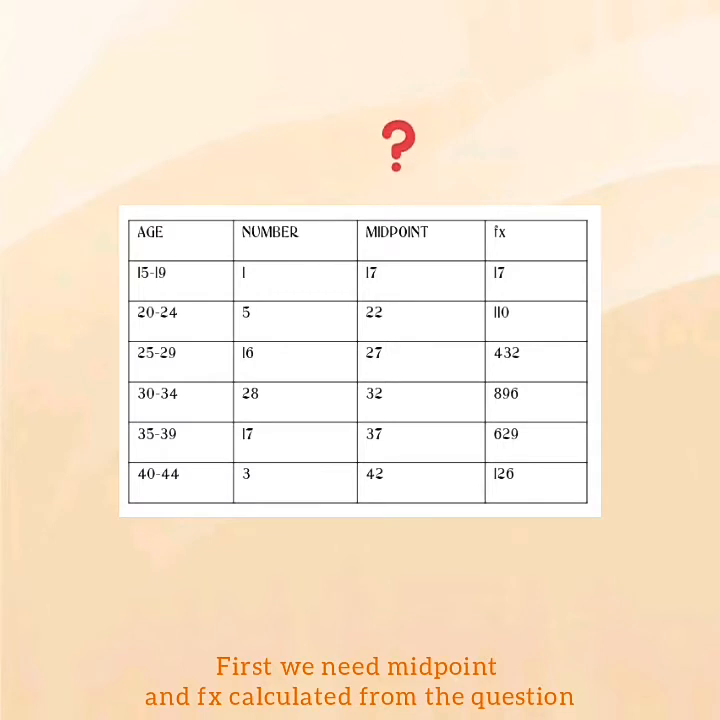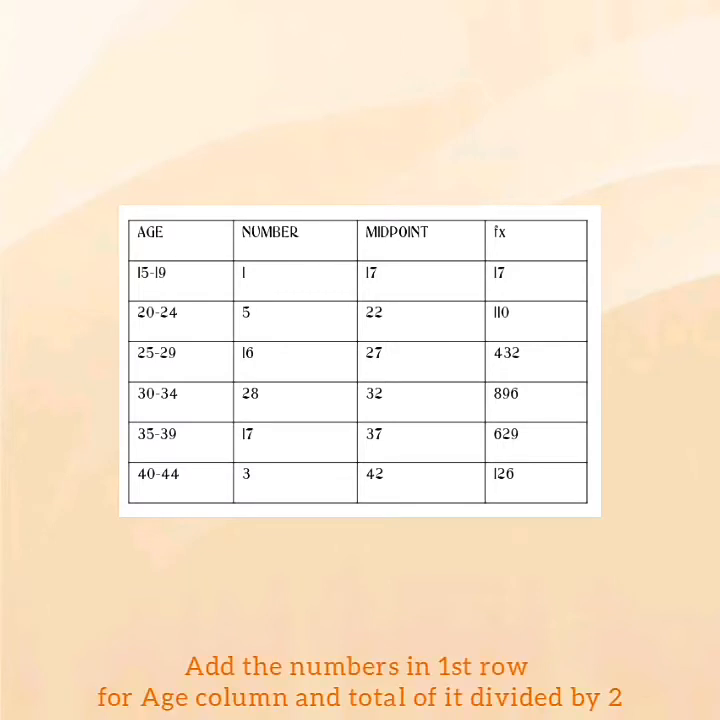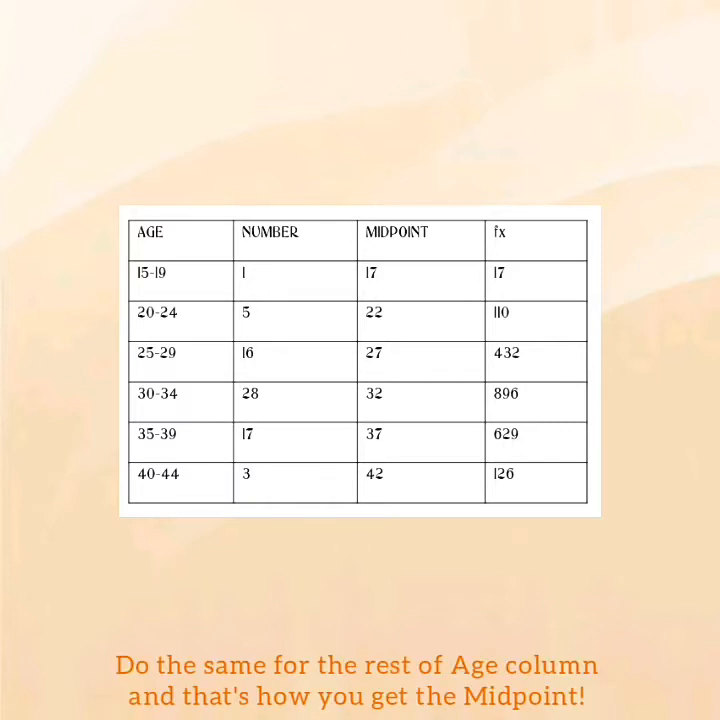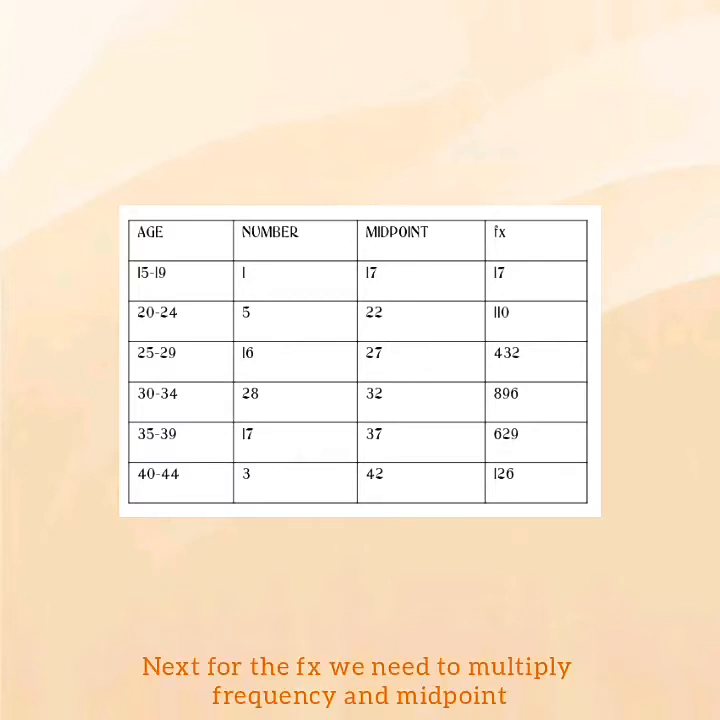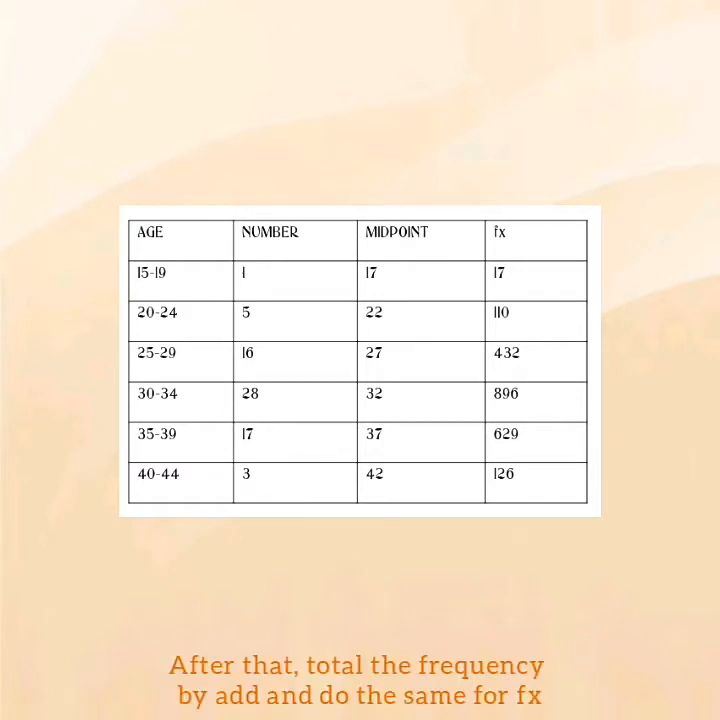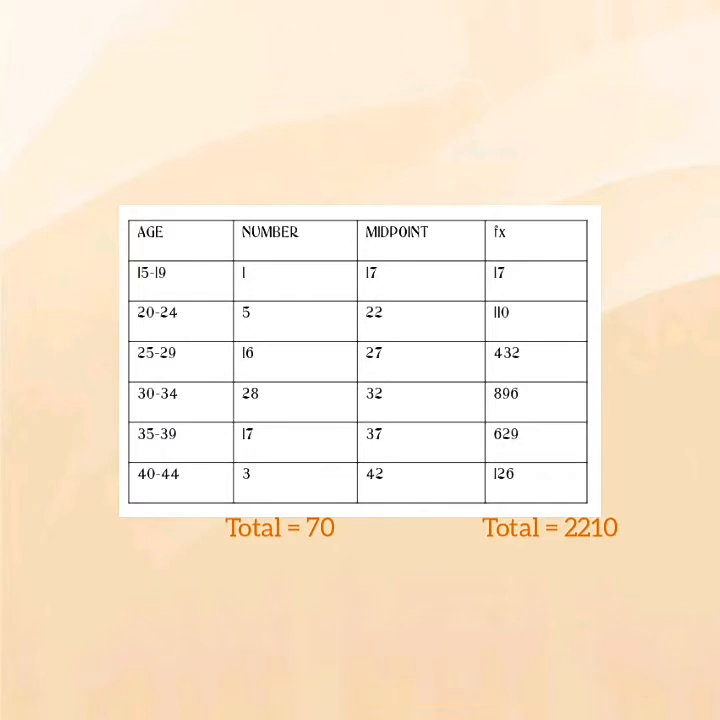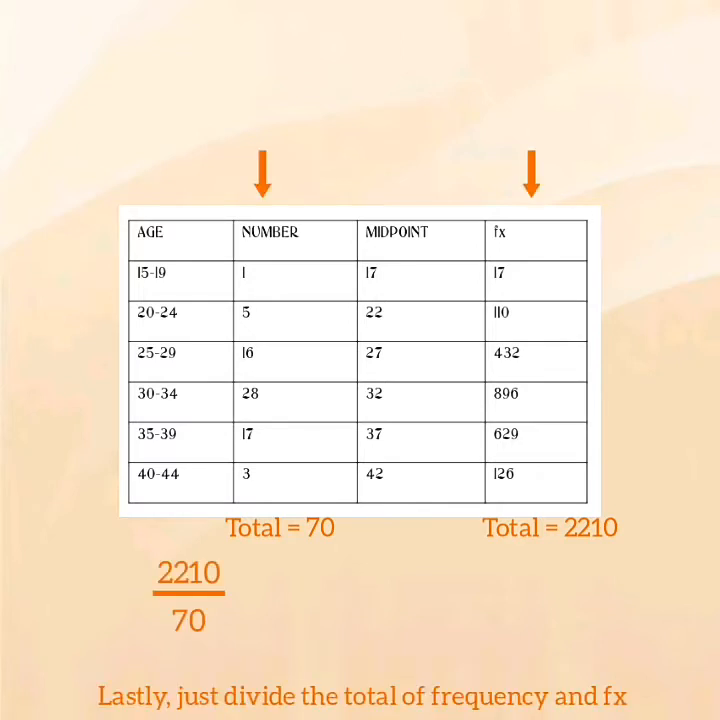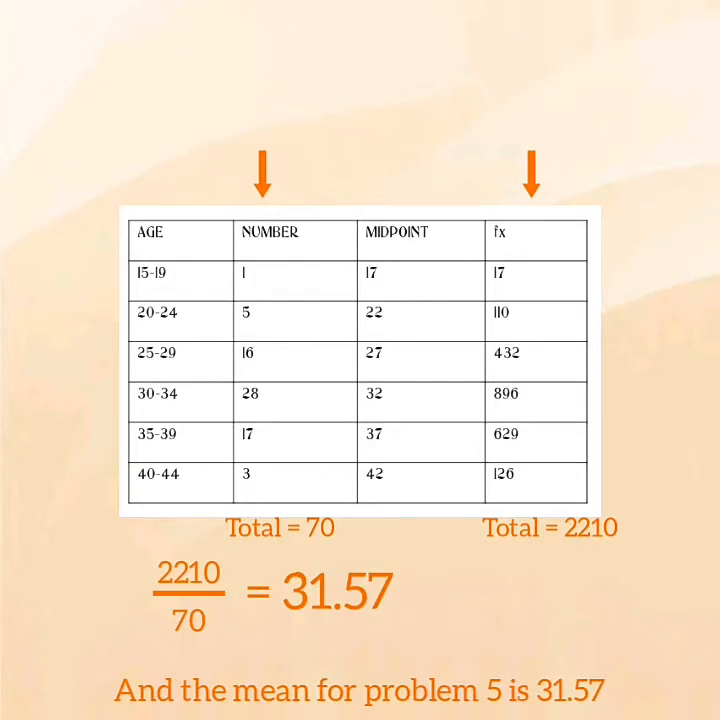How to do the midpoint? First, add the numbers in the first row for each column, and divide the total by 2. Do the same for the rest of each column and that's how you get the midpoint. Next, for the fx, we need to multiply frequency and midpoint. After that, total the frequency by adding, and do the same for fx. Lastly, just divide the total of fx by the total of frequency. And the mean for problem 5 is 31.57.